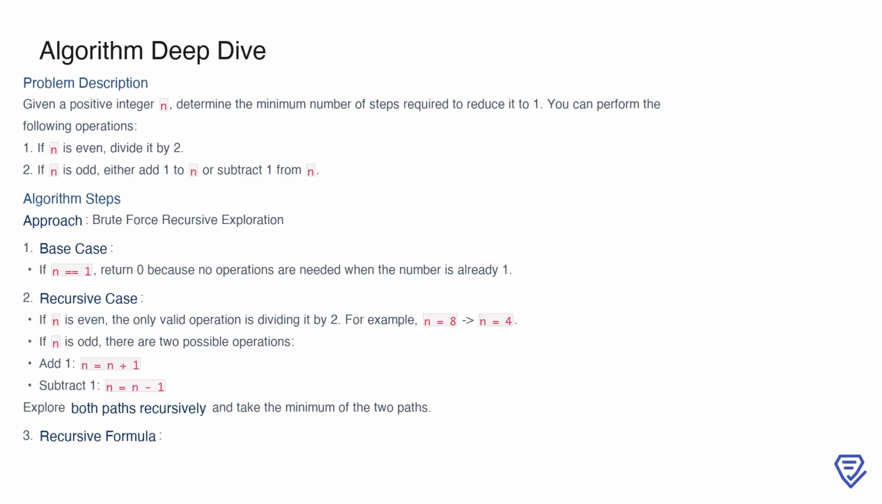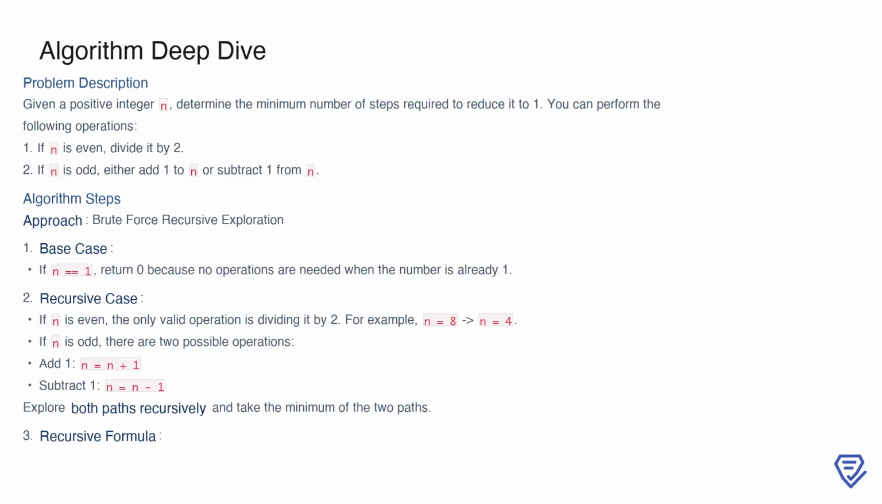In this problem, we are tasked with reducing a positive integer n to 1 using the minimum number of steps. The operations allowed are straightforward. If n is even, we divide it by 2. If n is odd, we have two choices, either add 1 or subtract 1. Our goal is to determine the most efficient sequence of operations that minimizes the total steps.